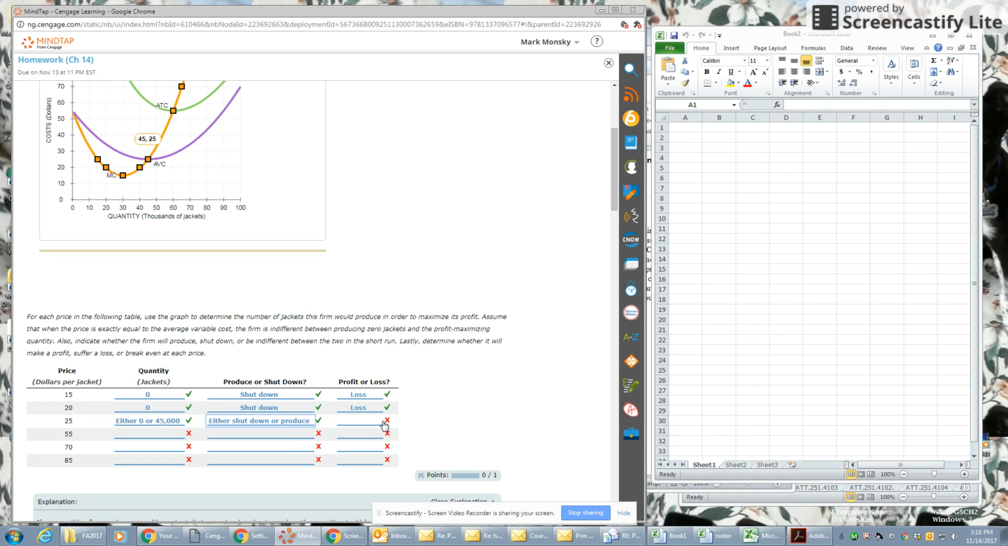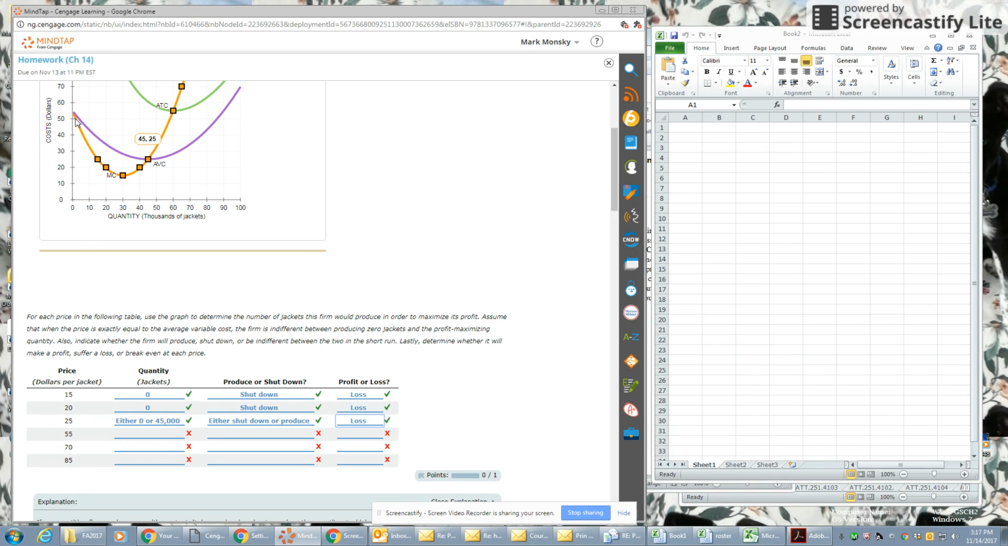Now, let's consider at that price of $25, if they're producing 45,000 of these jackets, what's the cost of each jacket? Well, the cost of the jacket is still far above the price they're charging. So there's still a loss going on here. Okay, so let's go on to our next price level.